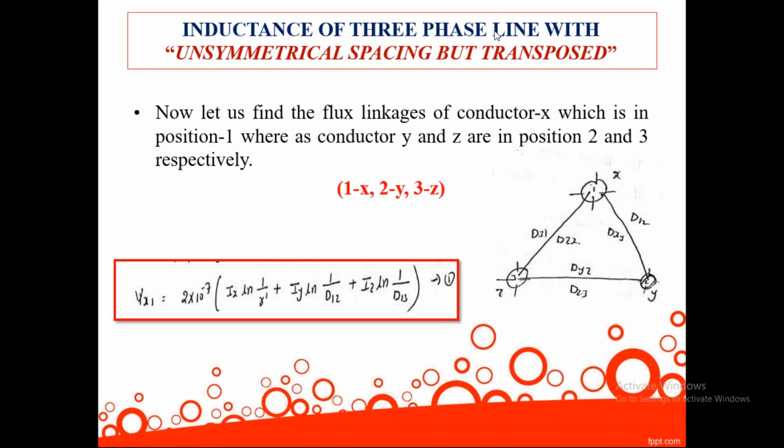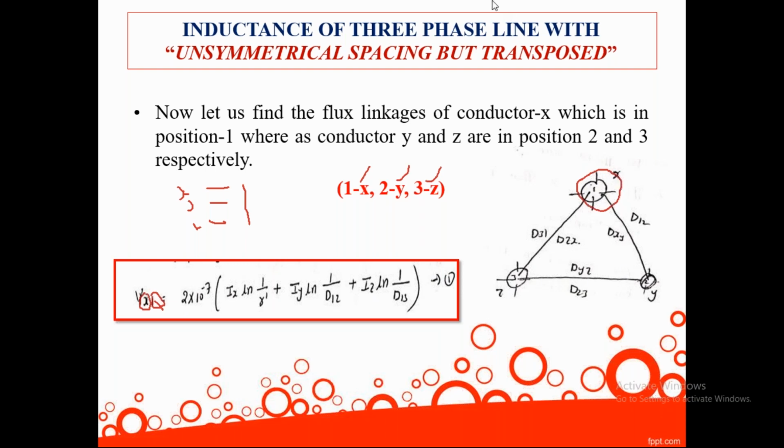Now, see here, we are finding the flux linkage of X. At the first interval, we have the three conductors X, Y, Z in this position. So this is called the first interval. In this condition, X is in position 1, Y is in position 2, Z is in position 3. For this, we have to find the flux linkage. This is the conductor X in position 1. Now we are finding the flux linkage of X with respect to Y and Z.